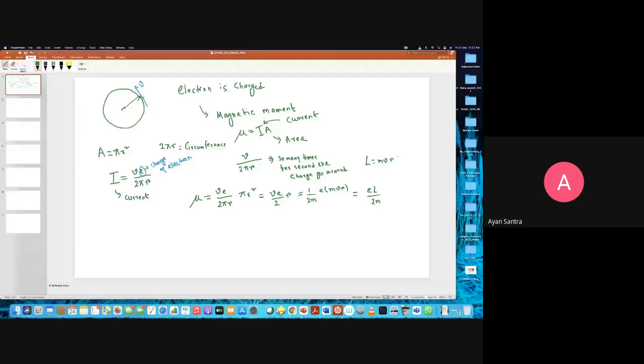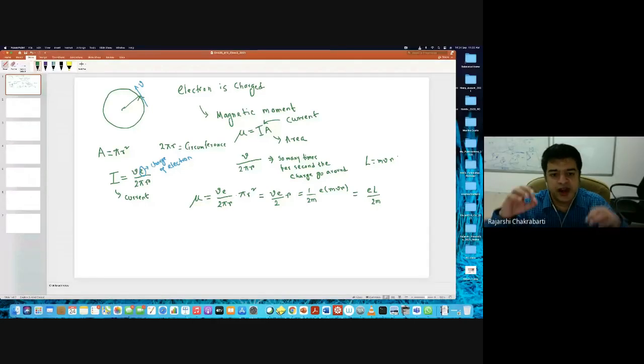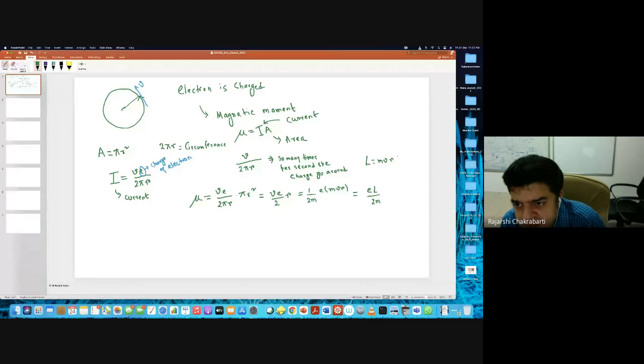Now you have to remember that the charge is negative. E is negative, whatever the charge is. If the electron is revolving like this, you know the angular momentum is in this direction. But the charge is negative, so the magnetic moment it generates will be in the opposite direction. You know this from your class 11 physics, I guess.